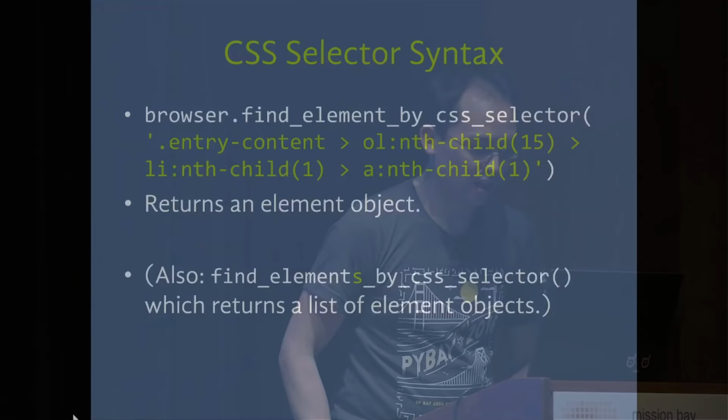So that method was find element by CSS selector, which is quite a mouthful. There's also a few other ones like find element by, I think, ID or by tag name or by link text. 80% of the time you're going to be using by CSS selector. There's also find elements, plural, which will return an entire list of these element objects. So if you just wanted to specify something much more broad, maybe go through all the links, you can use that.